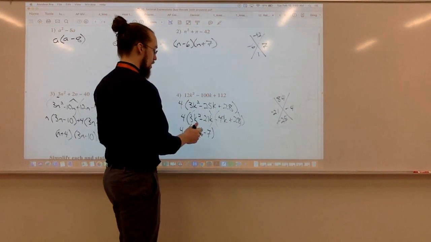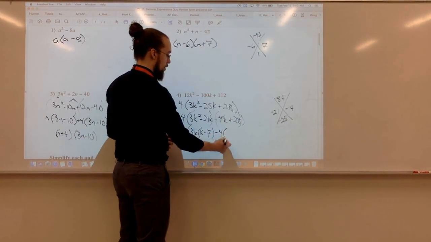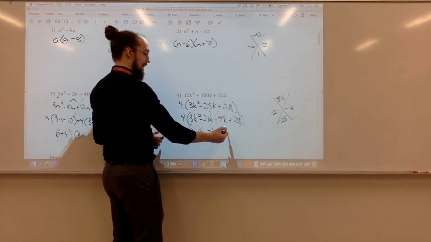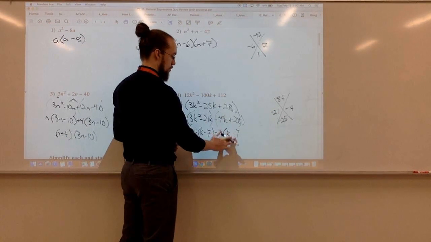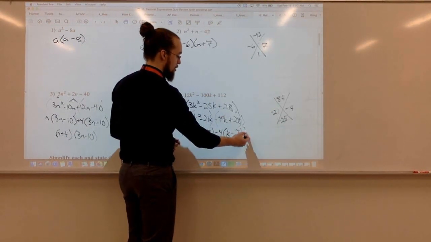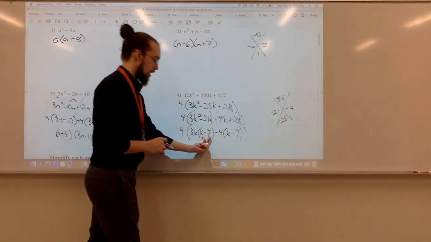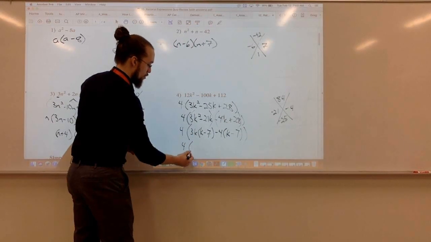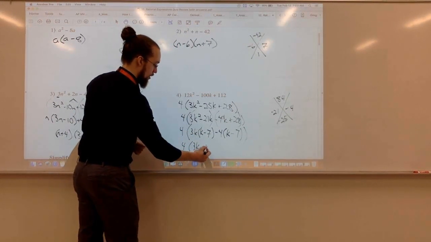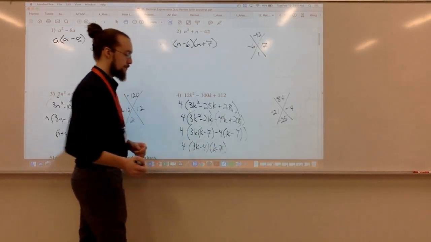I can take a 4 out. I can actually take a negative 4 out. Right? So that then, if I divide both of these by negative 4, I'm left with k minus 7. So now, the final step, since I am left with the same factor here, this will be 4 times 3k minus 4 times k minus 7.